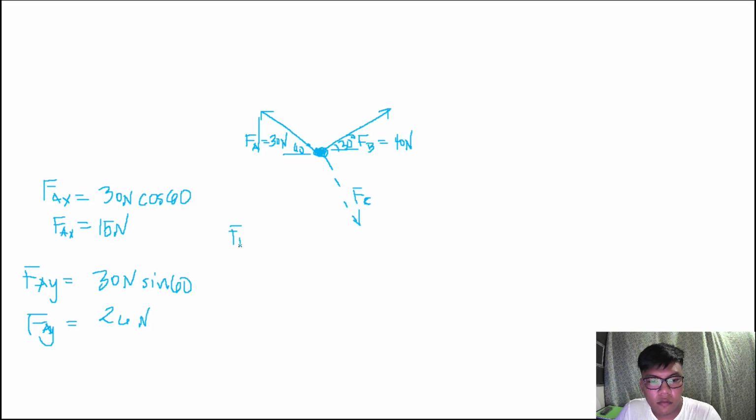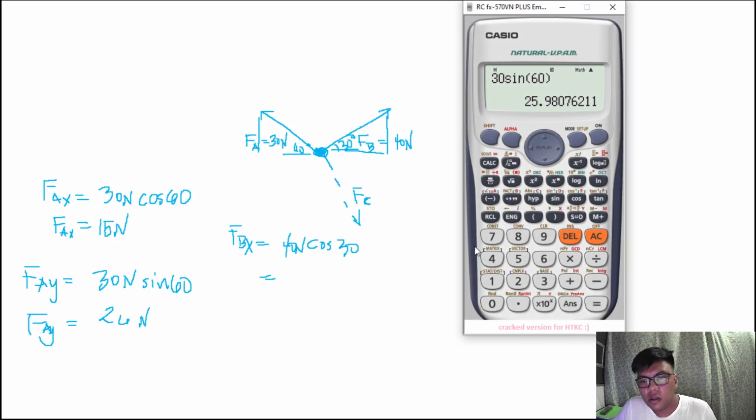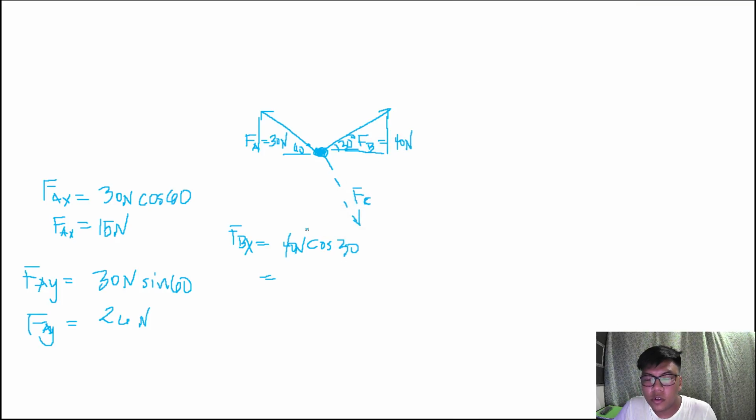Ngayon, we have FBX. So, referring to this triangle, so we have 30 as our angle, opposite, adjacent. So we have 40 newton cosine 30. So that is equal to 40 times cosine 30. That is equal to 34.64 newton. Okay, so that will be our X component ng ating force FB.